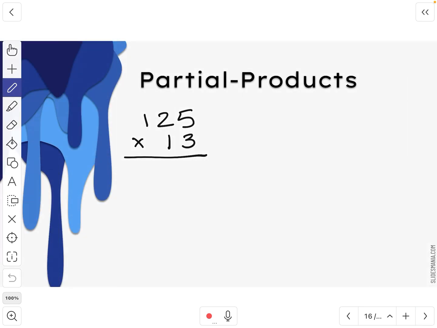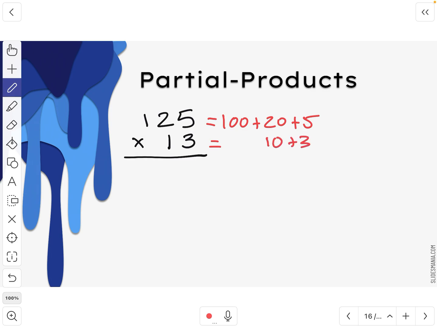There are 3 digits on top, there are 2 digits on bottom. 3 times 2 is 6, so we're going to have 6 partial products. So with these problems, sometimes you need to leave a lot of room. And so let's rewrite this as 100 plus 20 plus 5. So right now you're just following along, but in your head you could be trying to think ahead of me. 13 is 10 plus 3.